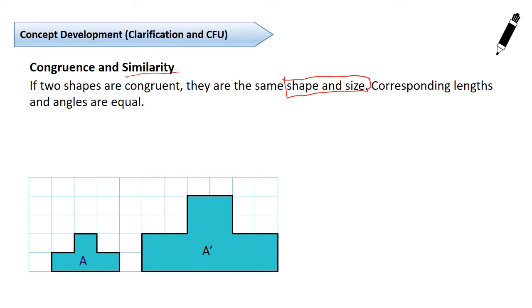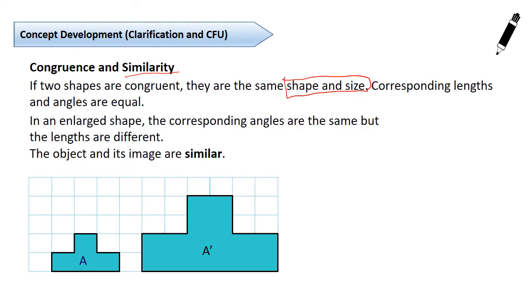When we were talking about similarity, we were only talking about the shape. The size didn't matter. They could be different sizes and they were still similar. So congruence is one additional requirement on top of similarity. In an enlarged shape, the corresponding angles are the same, but the lengths are different. So the object and its image are similar. And this is what we have down here.